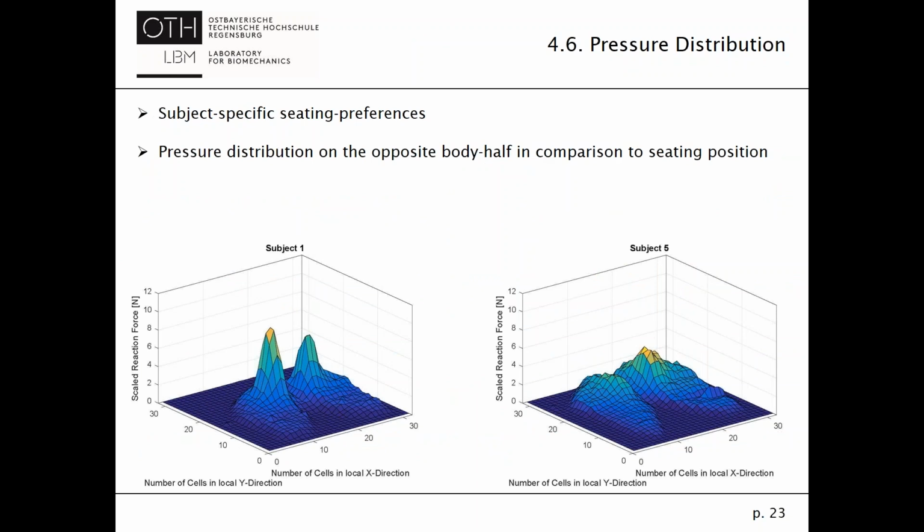Considering the pressure distribution affirms the aforementioned thesis of subject-specific sitting preferences, and the pressure distribution shows that the maximum of the pressure is always on the opposite body half in comparison to the sitting posture.